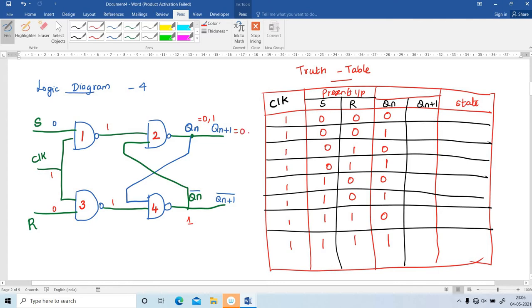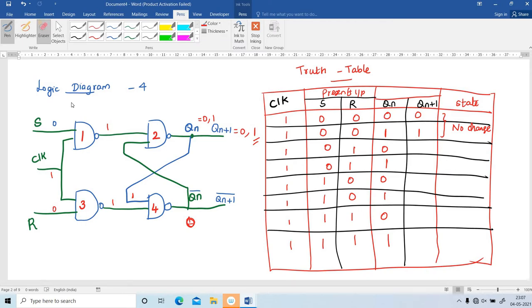The next state, I get the first value as 0. And next, Qn bar equal to 1 is connected to the input of gate 4. So 1 NAND 1 equals 0. 0 NAND 1 is 1. Next state also 1. For the two conditions, the first we get 0 and the second we get 1. This is the Qn plus 1. Is there any change in the state? No change. No change in the state for both cases.